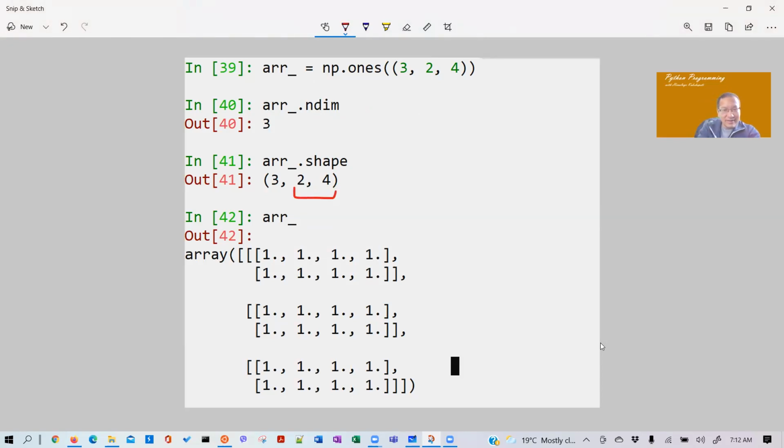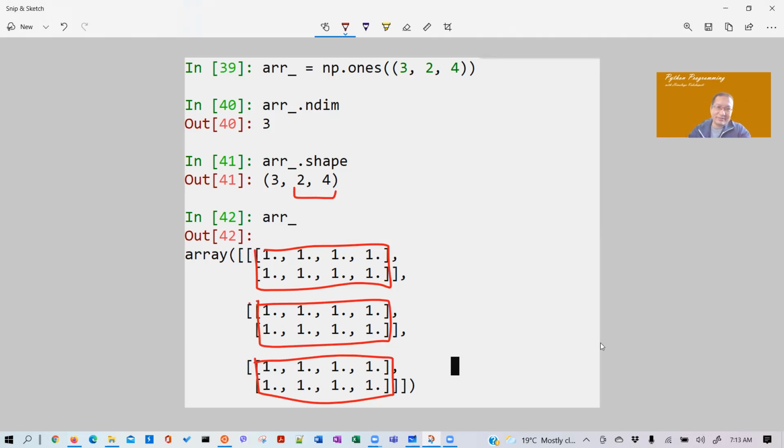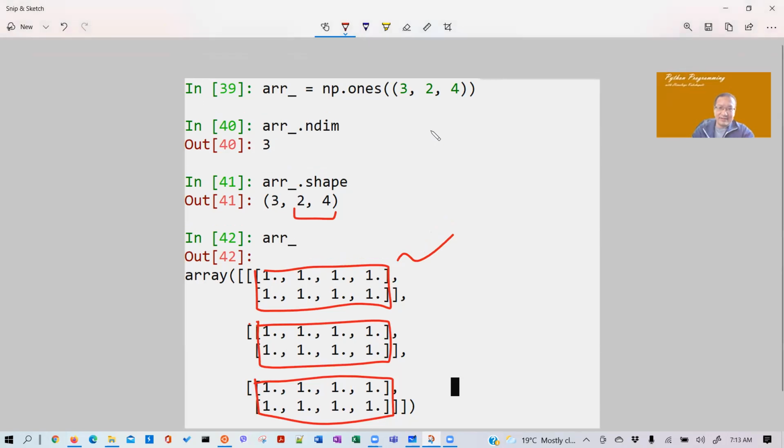You understand? So individually, you look at this, and this, and this. So each individual one, what is their shape? 2 by 4. Sorry, 2 by 4. Very good. Right, 2 by 4. This is 2 by 4. So that's the same thing.